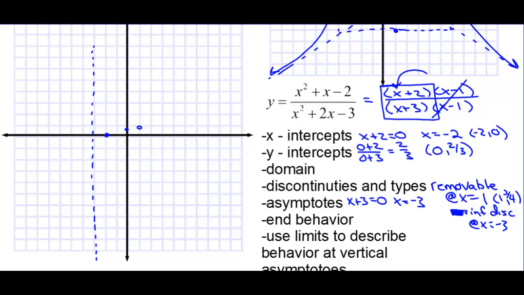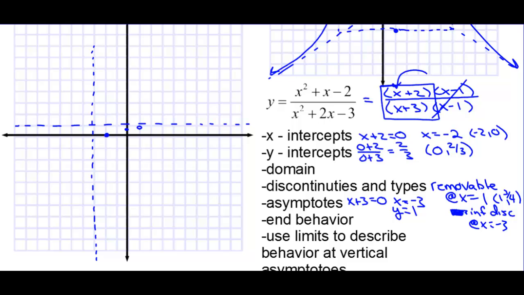So we've got horizontal asymptotes. The powers are exactly the same, x to the first over x to the first. So y equals 1 is a horizontal asymptote. That's not a discontinuity, though. That'll affect our end behavior.